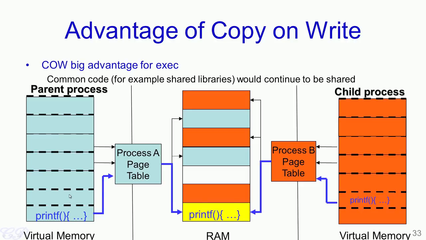Now, since pages are replaced only on demand in the child process, the common functionality or the common code which is present in both the parent as well as the child process is still shared between the two processes. For instance, printf which is present in the parent process and the printf which is present in the child process still point to exactly the same page frame in the RAM or in the physical memory.